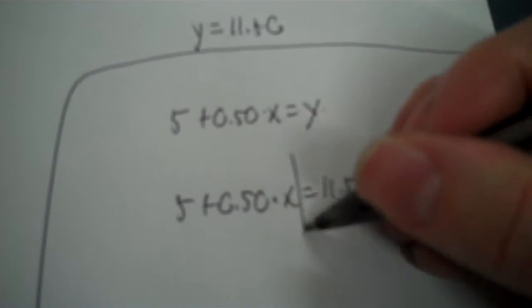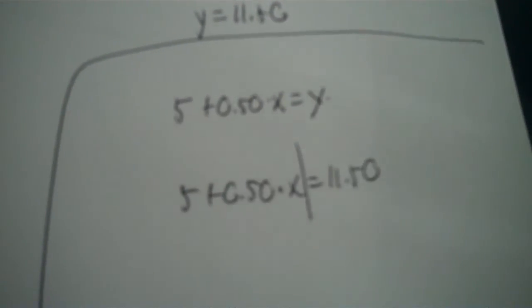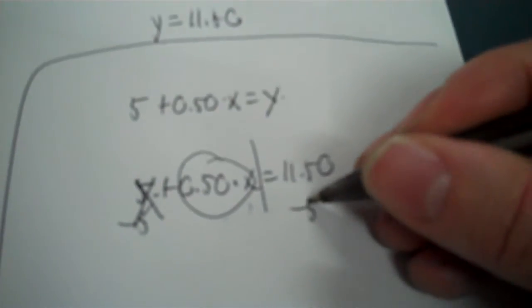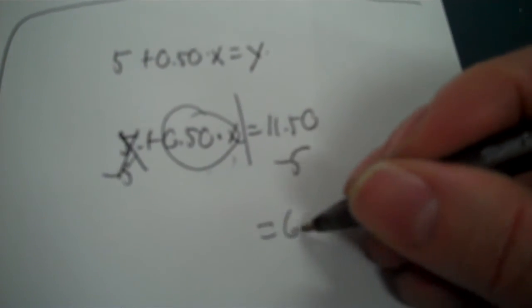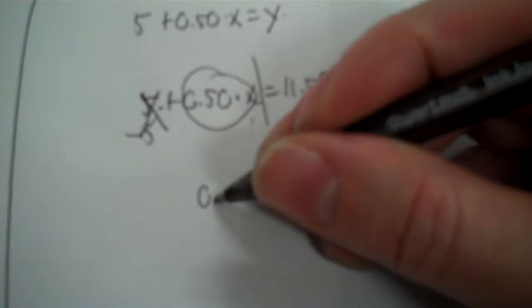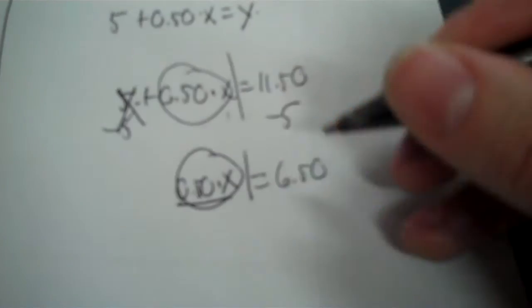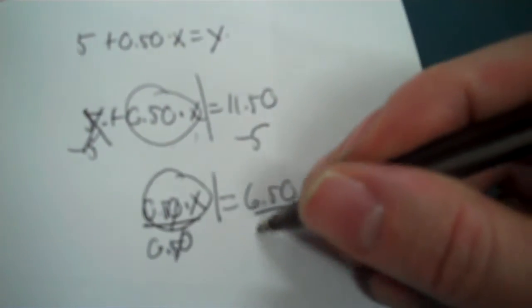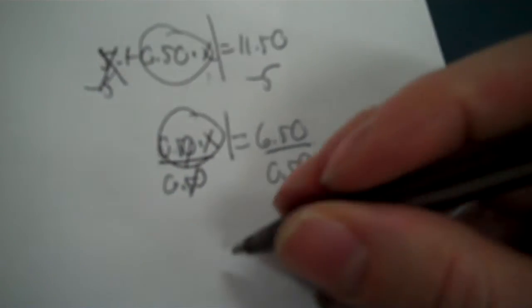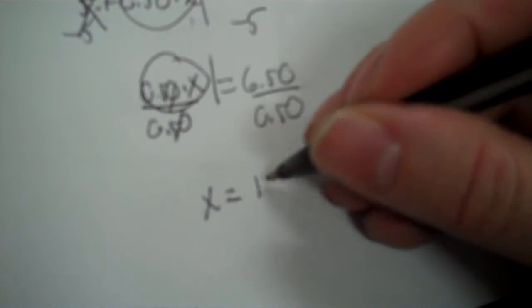Now we're solving for x, okay? It's got two operations on its side, a plus and a times. Highlight the times. You take out the 5 by minusing it. That's going to be $6.50 and then 0.50 times x. Then you divide each side by 0.50. That's going to be 13. So you went 13 miles to get to a cost of $11.50.